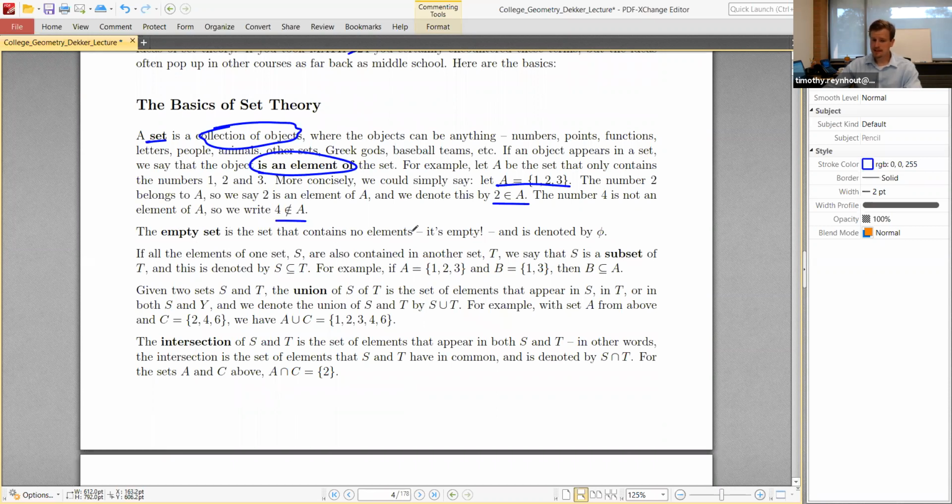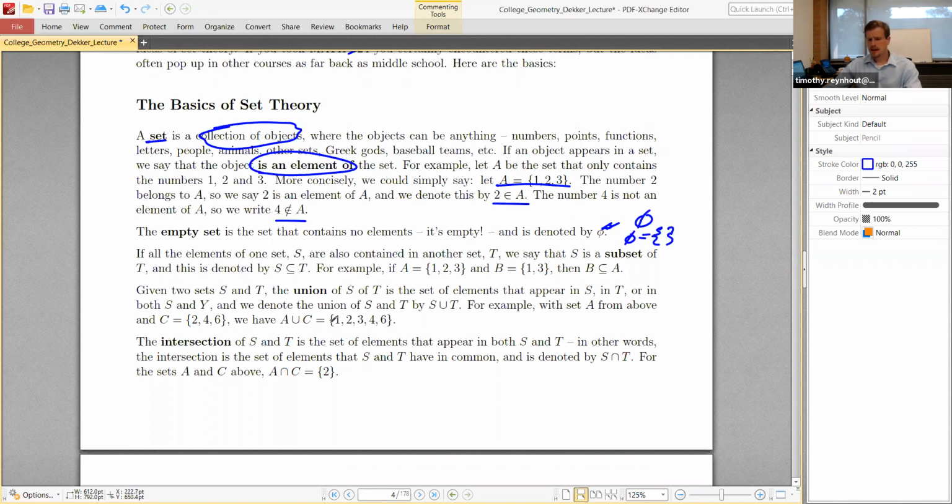The empty set is simply the set that doesn't have anything in it, nothing at all. That set is denoted by this symbol, a phi. If you wanted to, you could write it as curly brackets with nothing between them. You could think of that as the definition even, right? There's nothing in the set.